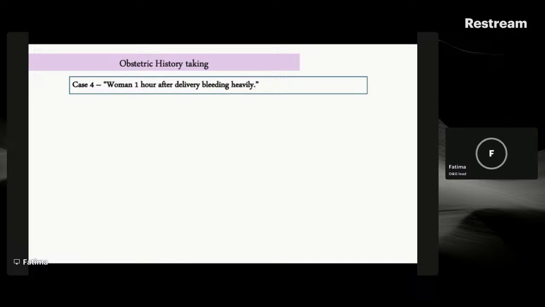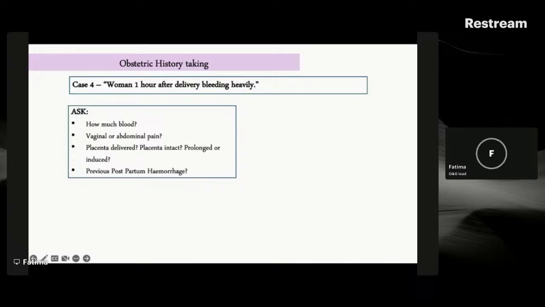Next case, woman 1 hour after delivery is now bleeding heavily. What are the questions you'd ask, differentials, and your plan? Just because I'm conscious of time, I'll move on and say that we'll ask about the amount of bleeding and whether the placenta has been delivered. And if it has, was it delivered intact or not? Because retained placental tissue can cause ongoing bleeding, if you remember the 4 T's as well.